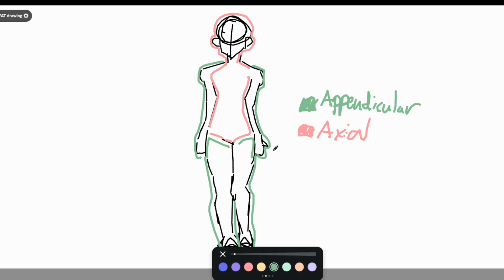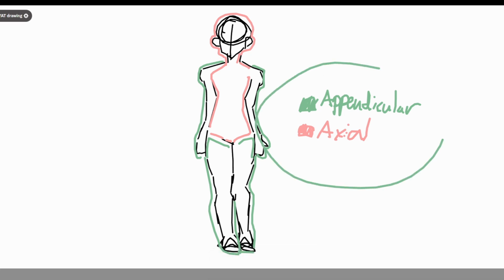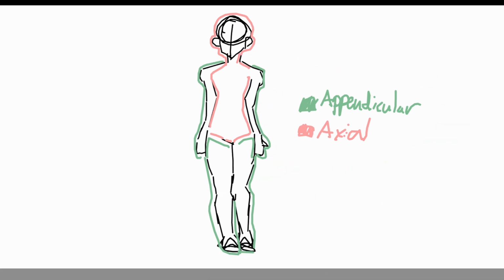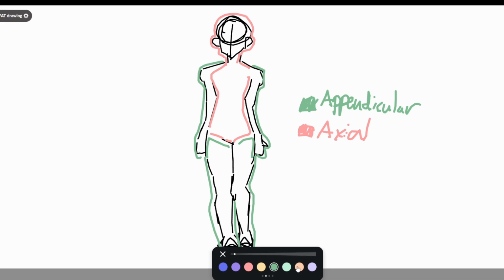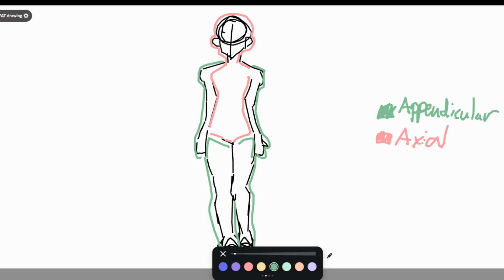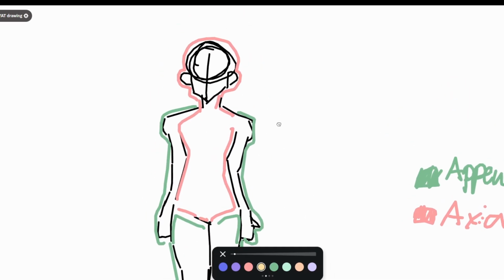Let's get going. First, obviously, you've got your two big regions, your appendicular and axial regions. You might remember this from the axial skeleton and appendicular skeleton. The appendicular region can be divided into two regions, but we'll get to that later. Mainly, first let's focus on the axial region.